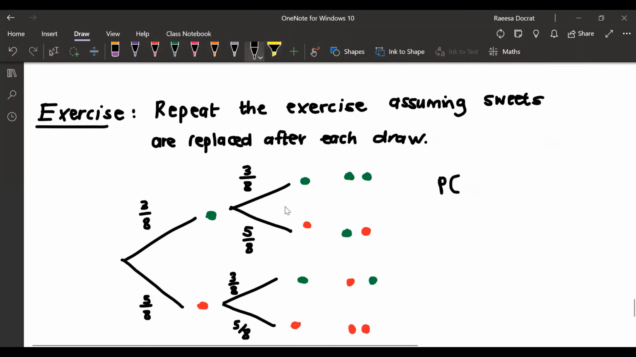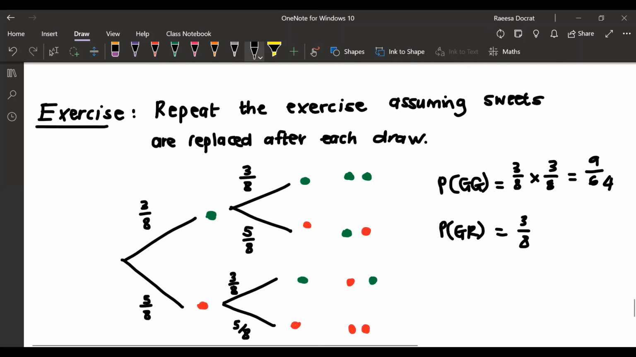So what is the probability of getting 2 green sweets in this case? It's 3/8 times 3/8. So we still multiply the different branches to get the probability. So it's 9/64. What is the probability of green and then red? Well, green first is 3/8, and then red is 5/8. So that's 15/64. Okay, I hope that has made sense and that you've understood it.